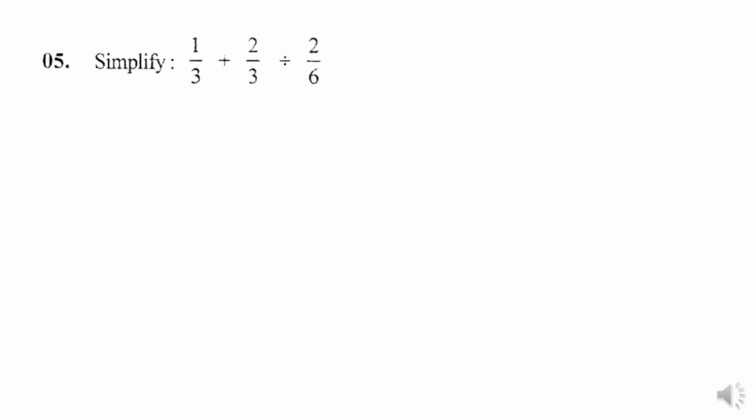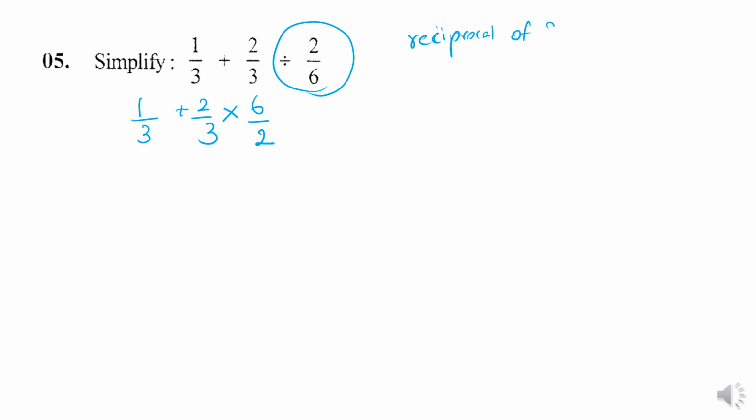Here you have to simplify, and we will write this in a better format like this: 1 over 3 plus 2 over 6 divided by... If it is a division, the division means multiplication by the reciprocal. The reciprocal of 2 over 6 is equal to 6 over 2, right? And then you multiply like this, and if you have a multiplication, you have to do that first according to the BODMAS pattern system. You have to do this multiplication before the addition.